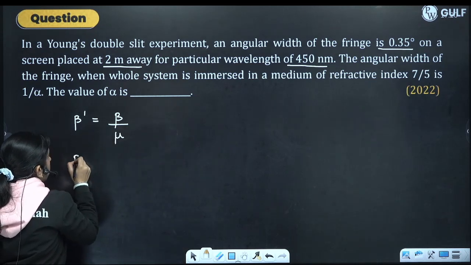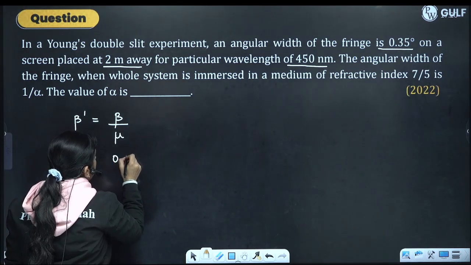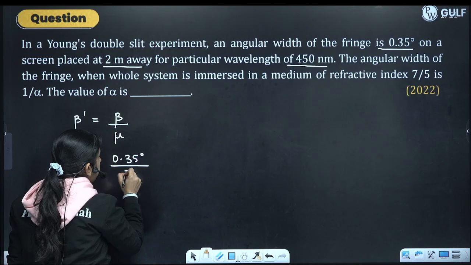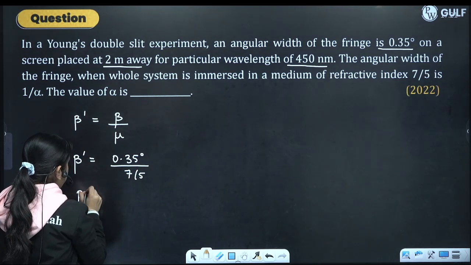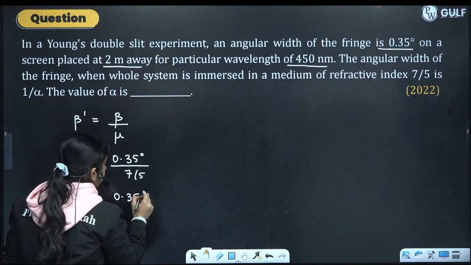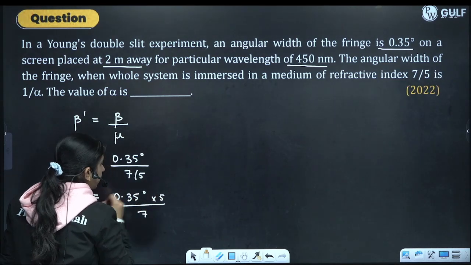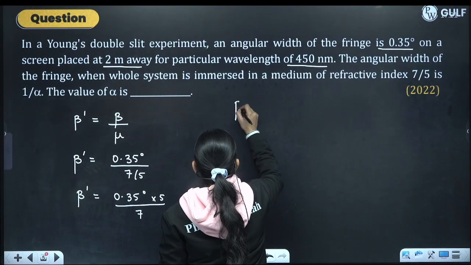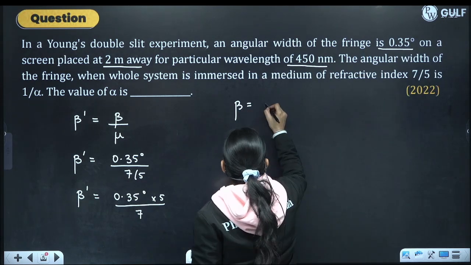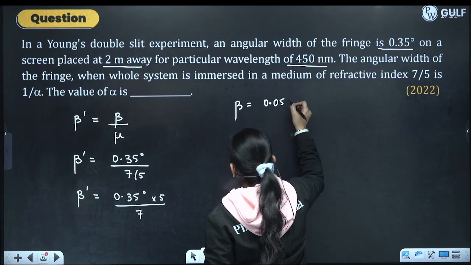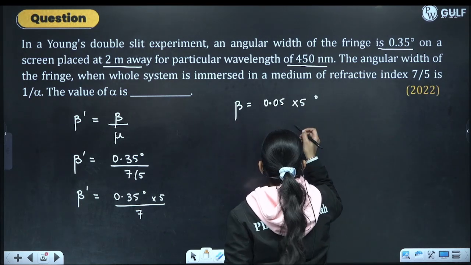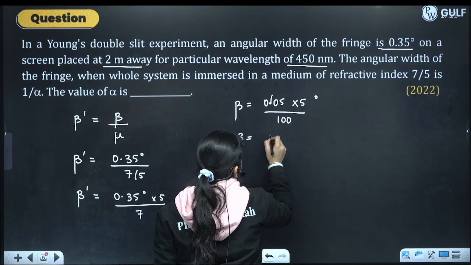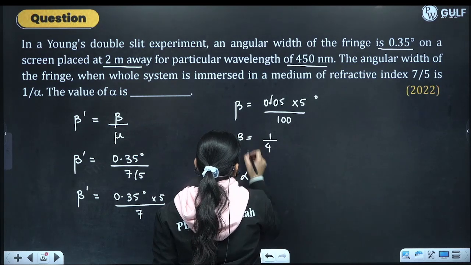So substitute the value: beta prime will be equal to beta, which is 0.35 degree, divided by mu, which is given as 7 by 5. So from here beta prime will be 0.35 degree into 5 by 7. Now when you solve it, beta prime will be equal to 0.05 into 5 degrees. Now remove it because we have to write in the form of alpha. We will get beta prime as 1 by 4.